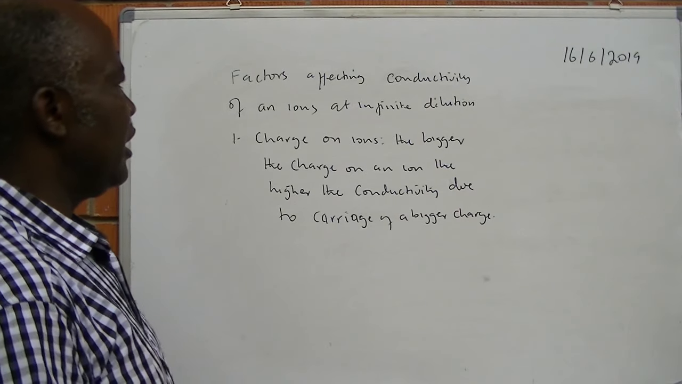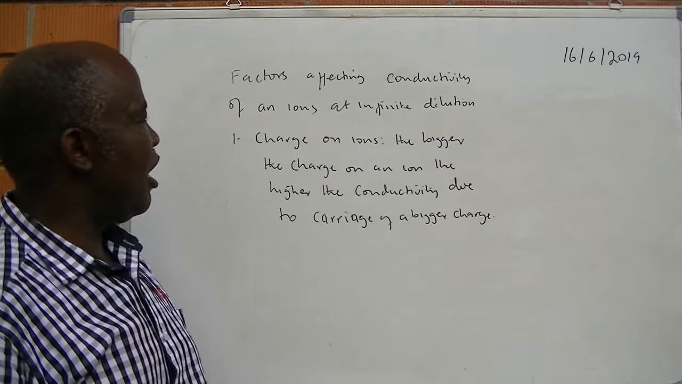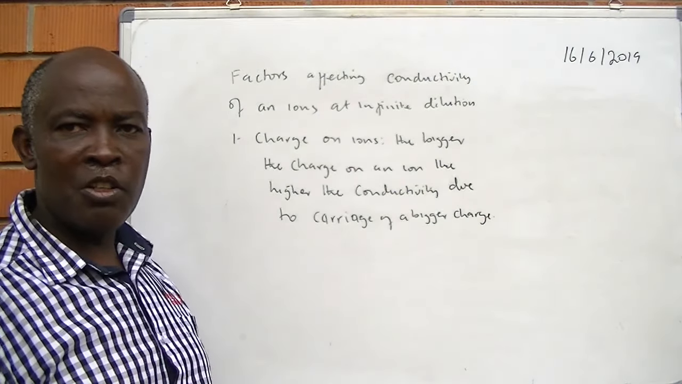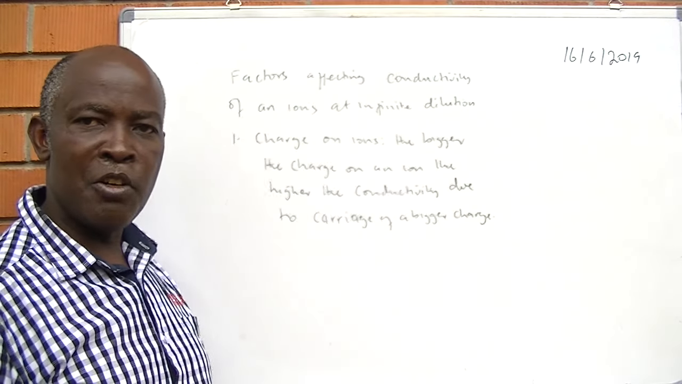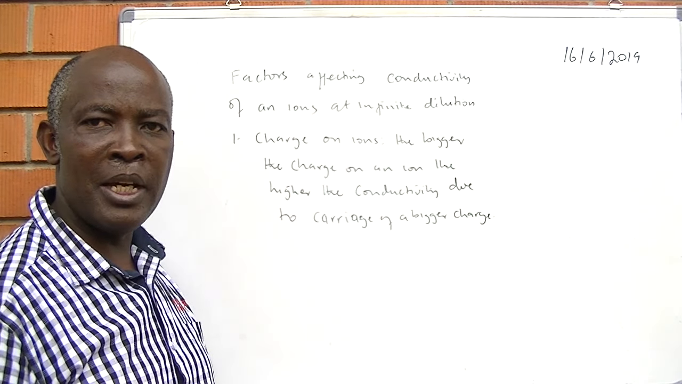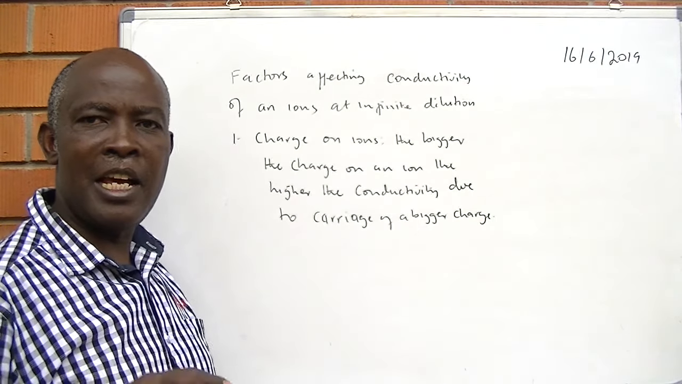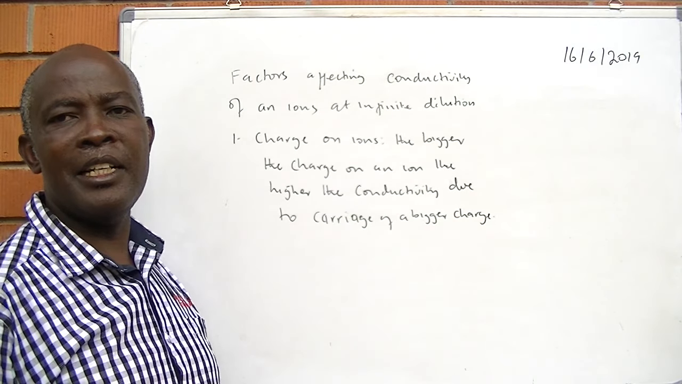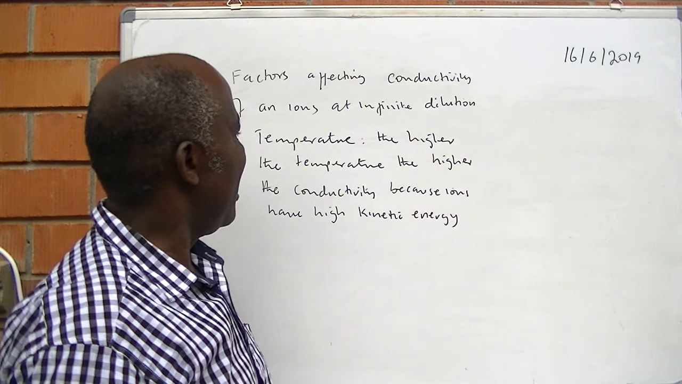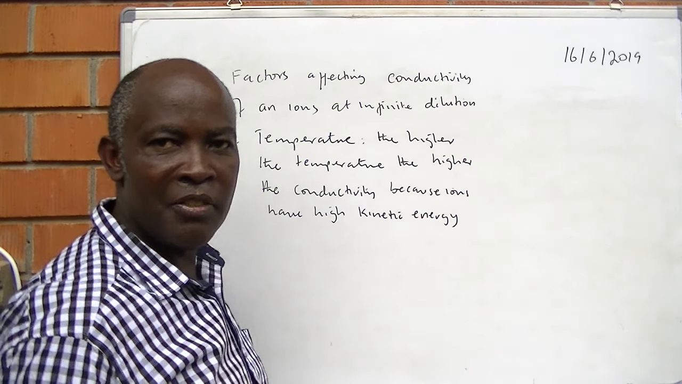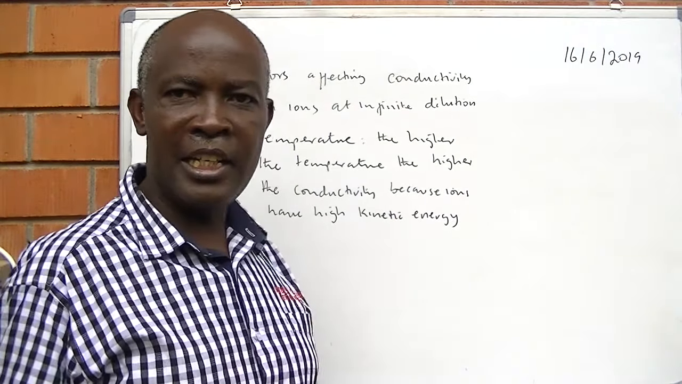Factors affecting conductivity of an ion at infinite dilution: one, charge on the ion. The bigger the charge, the higher the conductivity due to carriage of a bigger charge. So you are carrying many charges at a time when you have bigger charges on the ion than when you are carrying one charge on the ion. The higher the temperature, the higher the conductivity, because ions have higher kinetic energy.